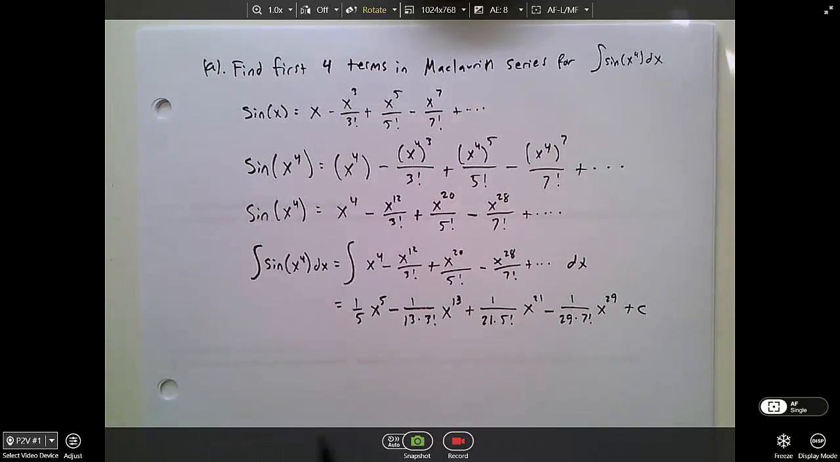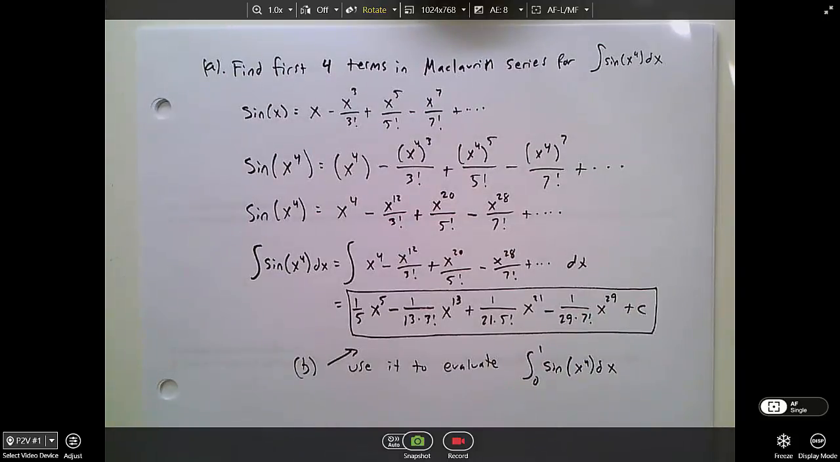So here all I've done is I've increased each exponent by 1, so 4 becomes 5, 12 becomes 13, and so on, and then I need to introduce a 1 over that exponent factor in the coefficient, so that way when I take the derivative it will cancel. And there we have our answer. And even though I have a dot dot dot here, I've only included the 4 terms that the problem requested, plus the constant of integration on the end.